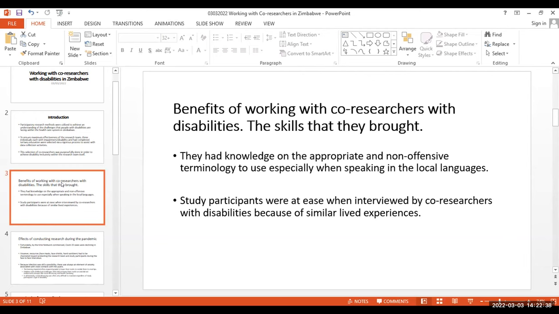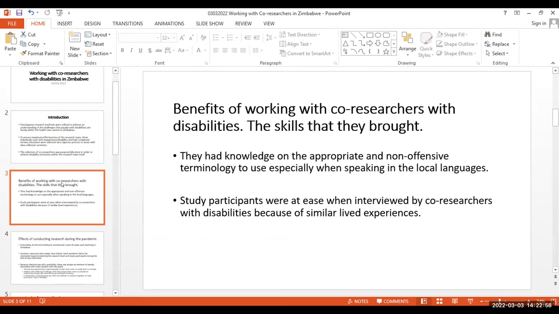So we also realized that our interviewees, our study participants, were more at ease when they were being interviewed by core researchers with disabilities themselves, and they were more open, and we managed to get quite a lot of information that we would not have gotten otherwise.